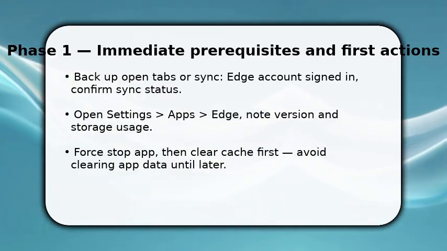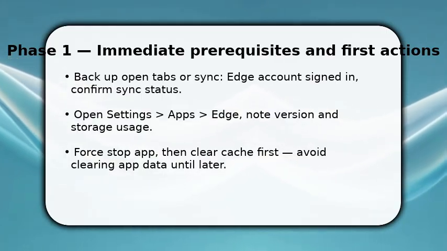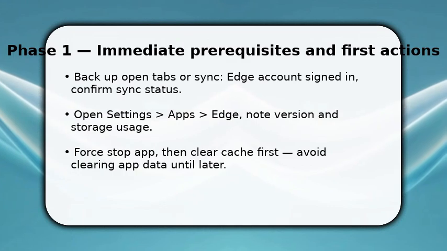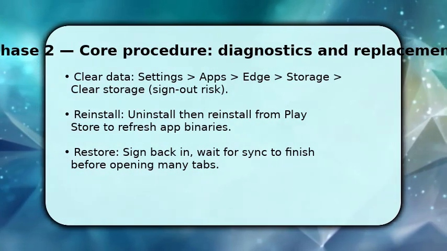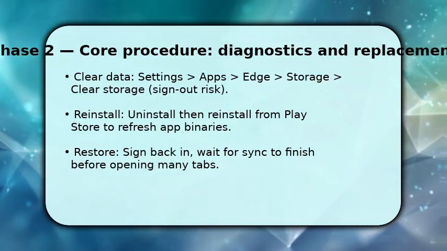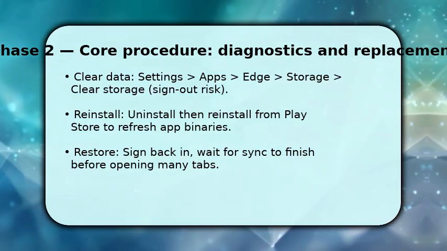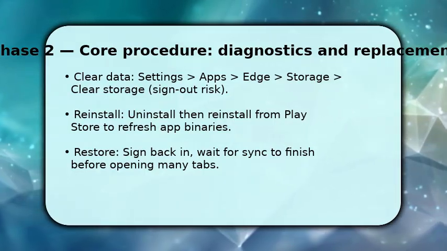If cache fixes things, great. If not, you're ready to move to deeper steps that target corrupted app data and databases. Now you take the deeper actions that repair persistent corruption, clear app data, or perform a reset. Go to App Settings, Storage, and choose Clear Storage. Remember, this signs you out, so only proceed if sync is confirmed.